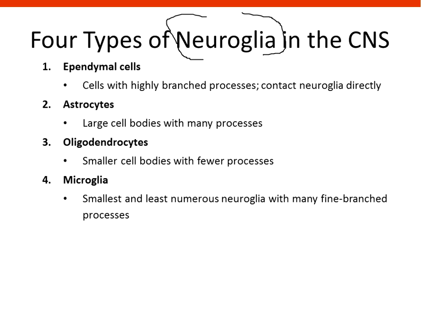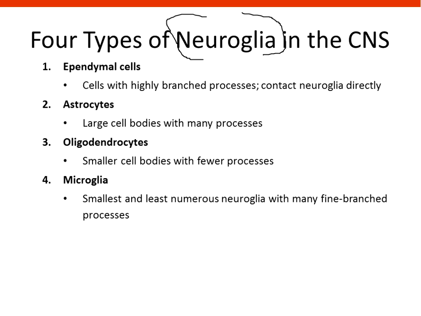Here are the specific names of those 4 neuroglial cells found in your central nervous system and what they kind of do. So the ependymal cells are highly branched processes, and they contact neuroglial cells directly. These tend to be our cells that kind of serve as epithelial cells, and they tend to be the ones that are going to make your cerebrospinal fluid, and they're going to line ventricles, and they're going to line chambers. Okay.